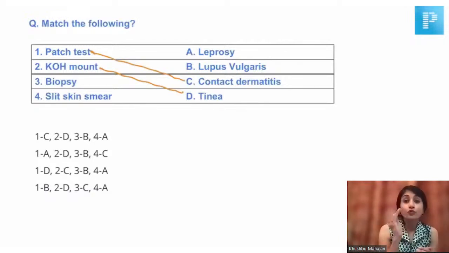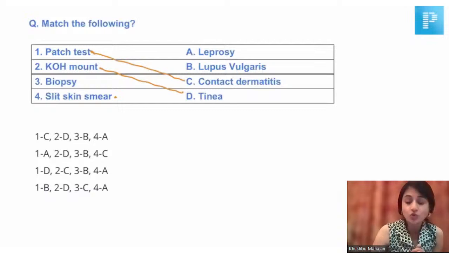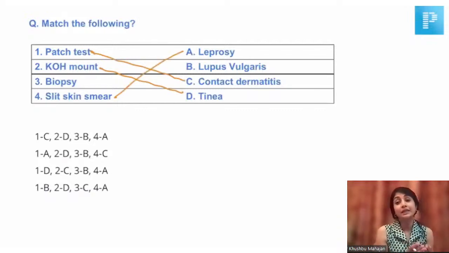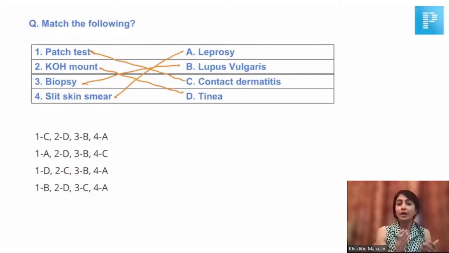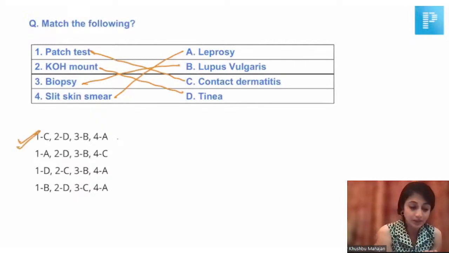Biopsy can be used for both leprosy and lupus vulgaris. But look at the other option that I have, that is slit skin smear. Slit skin smear is used only in cases of leprosy and leishmaniasis, because here I need a tissue in which I am trying to identify the bacilli. So biopsy is for lupus vulgaris. Again, very simple here. So patch test, tinea. So one is C, two is D, three is B, and four is A. Out of this, option one would be the correct answer.